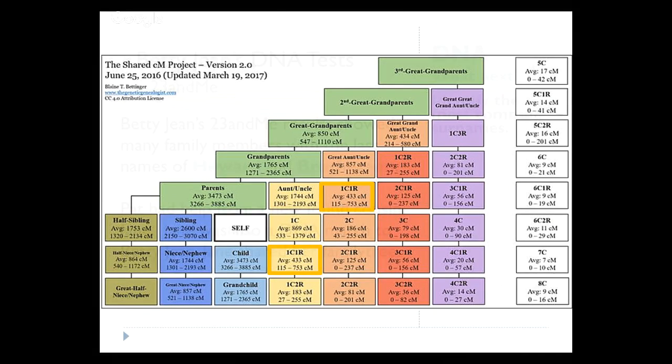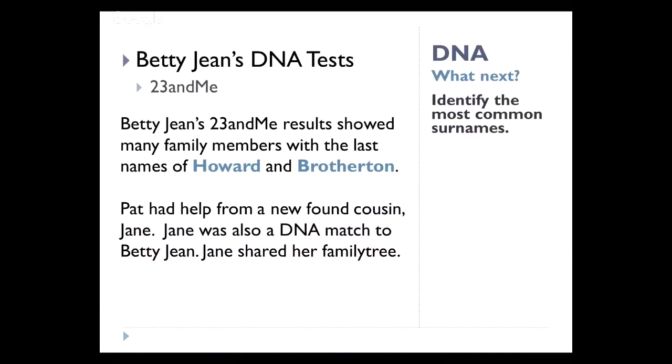So Betty Jean's DNA test at 23andMe showed that she had family members with the last names of Howard and Brotherton, a lot of them. And her new cousin that we just found, Pat, when we contacted her, we found out that she was working with another newfound cousin named Jane. She's also in Betty Jean's DNA matches. And Jane shared her family tree with us.